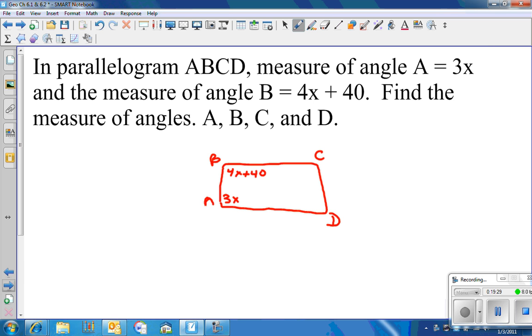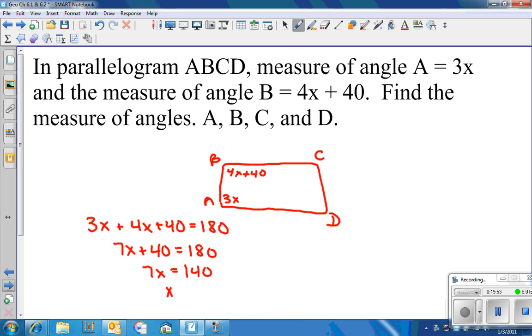But we know that consecutive angles add up to be 180, right? So 3x plus 4x plus 40 have to equal 180. Combine like terms. 7x plus 40 equals 180. Subtract the 40 from both sides. 7x equals 140. Divide by 7 on both sides. X equals 20.